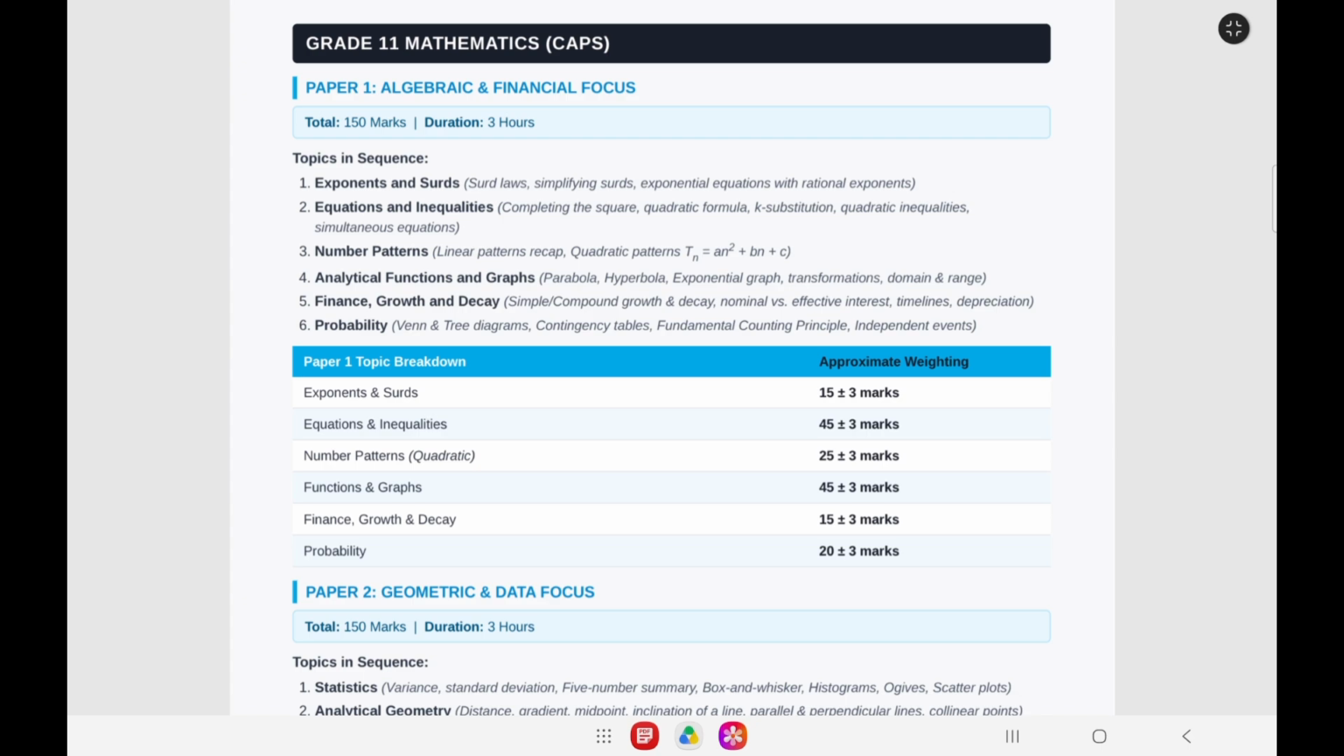So I've listed the topic here as well as the approximate weighting. For exponents and surds, it could be about 15 marks, more or less. It just depends on how they set your paper. We then have equations and inequalities, which would take about 45 marks. We then have number patterns, which is 25 marks, functions and graphs, which is about 45 marks. So this is the biggest topic in paper 1. You really need to do functions and graphs.